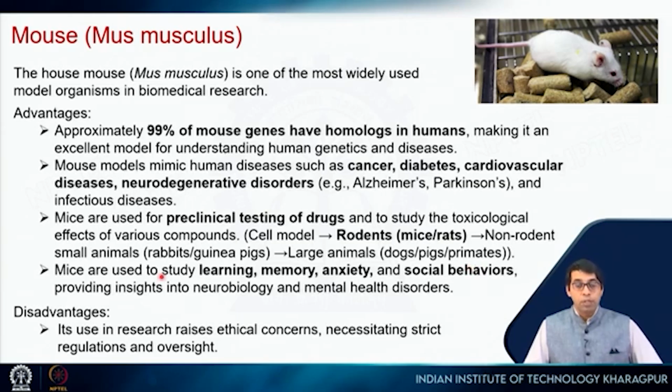Mice are also used to study complex behavior like learning, memory, anxiety, and also social behaviors. So, to study neuroscience, mice are also a very good model system. Disadvantages, well, it has of course these ethical issues. However, many things that are studied in mice cannot be directly translated to humans. So, that also poses a big disadvantage in using mice as a model system for studying really complex systems.